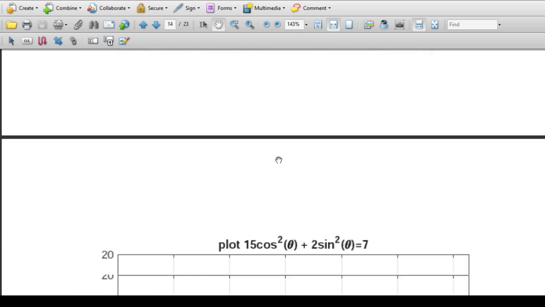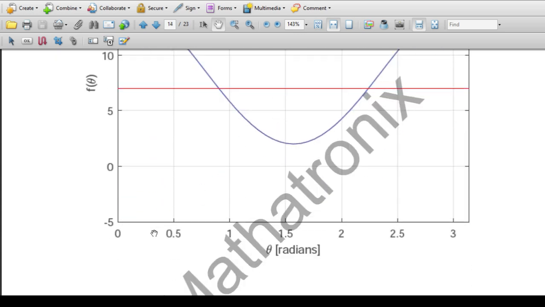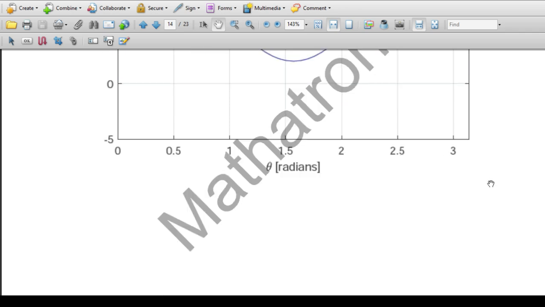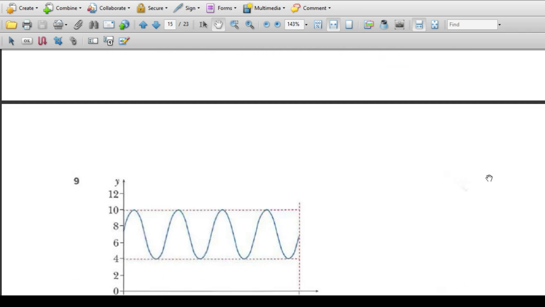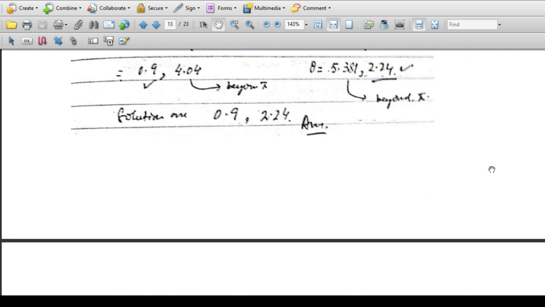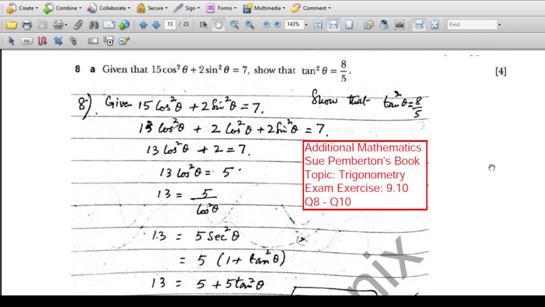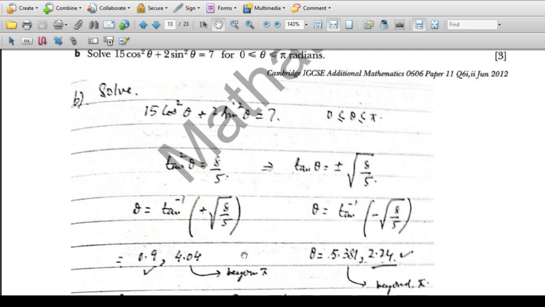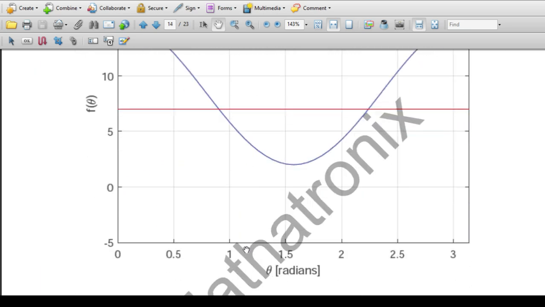The value of theta is 0.9 radians. So this is our solution. Now we have solved question number 8, parts A and B. Now question number 9.